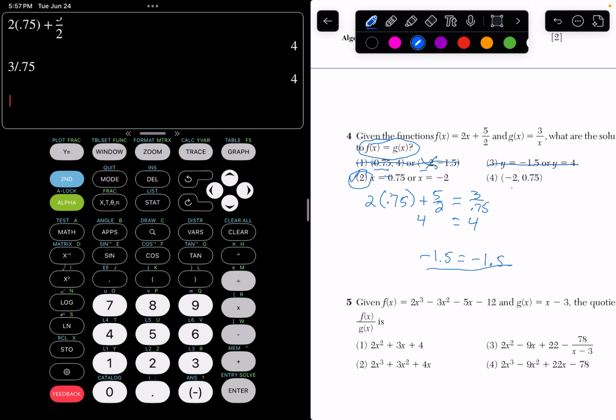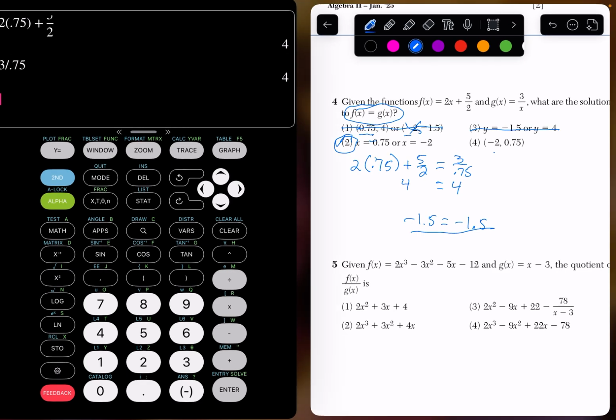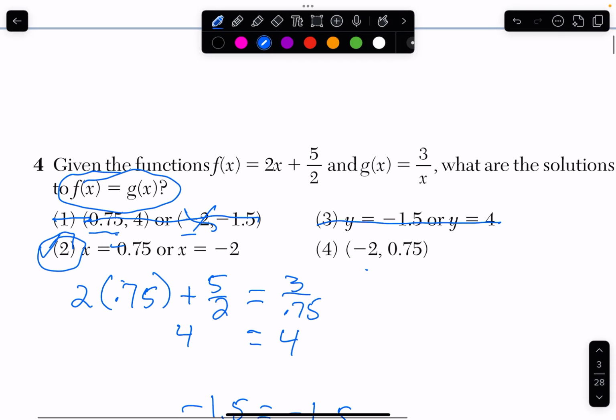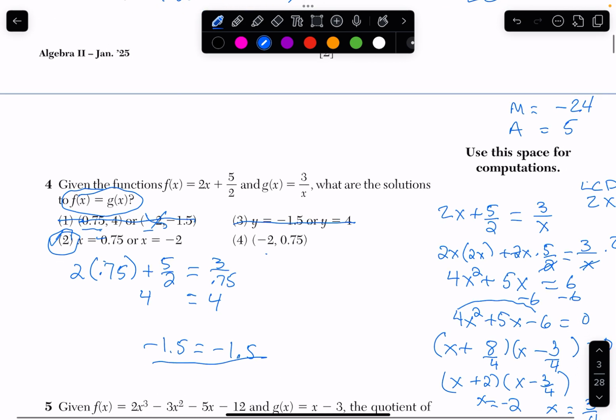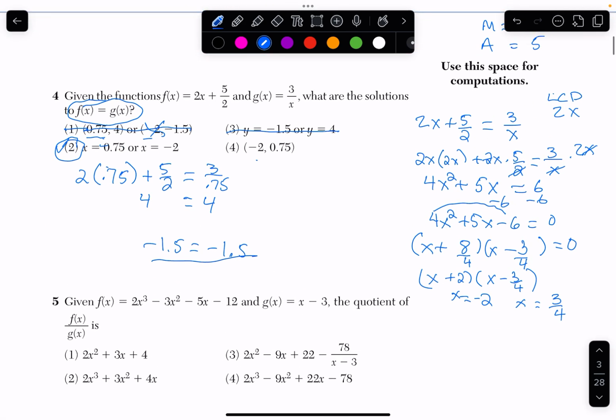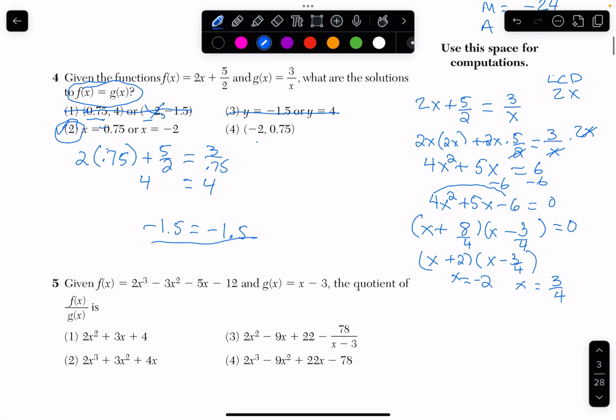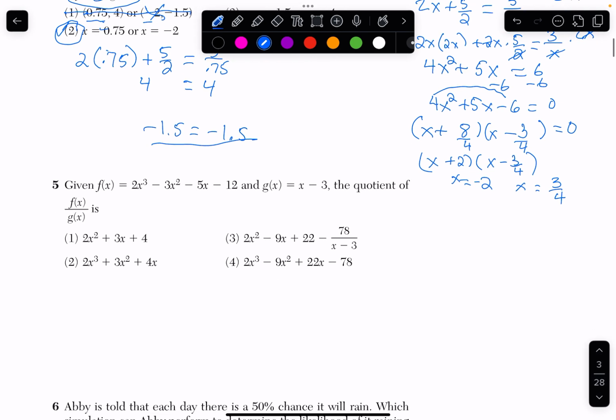Okay? So again, you didn't have to do it by math. You could have done it by algebra. You could have just plugged the numbers in and seen if you have equivalence, because we have this equal sign, this equivalent thing.